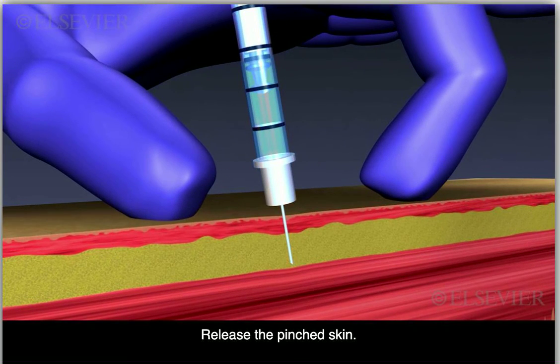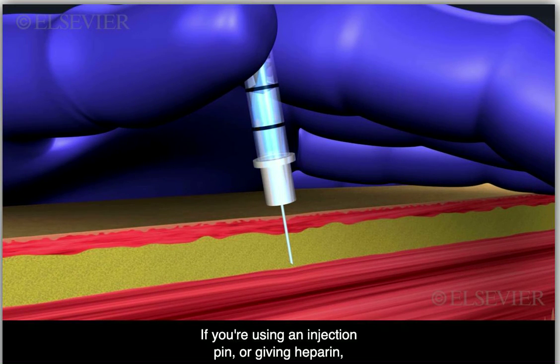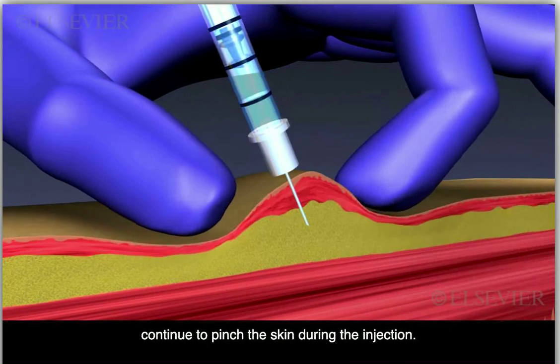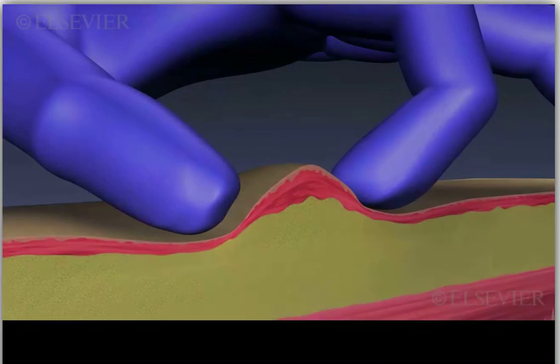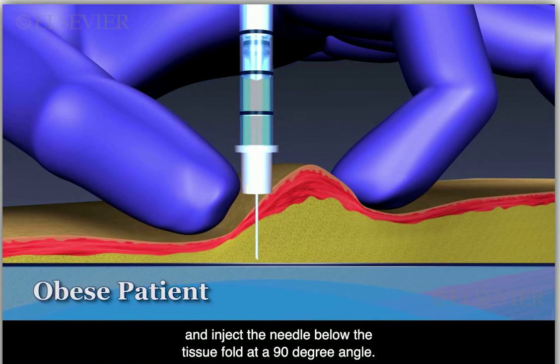Release the pinched skin. Rest your non-dominant hand on the patient and use it to stabilize the syringe. If you're using an injection pen or giving heparin, continue to pinch the skin during the injection. If your patient is obese, pinch the skin and inject the needle below the tissue fold at a 90-degree angle.